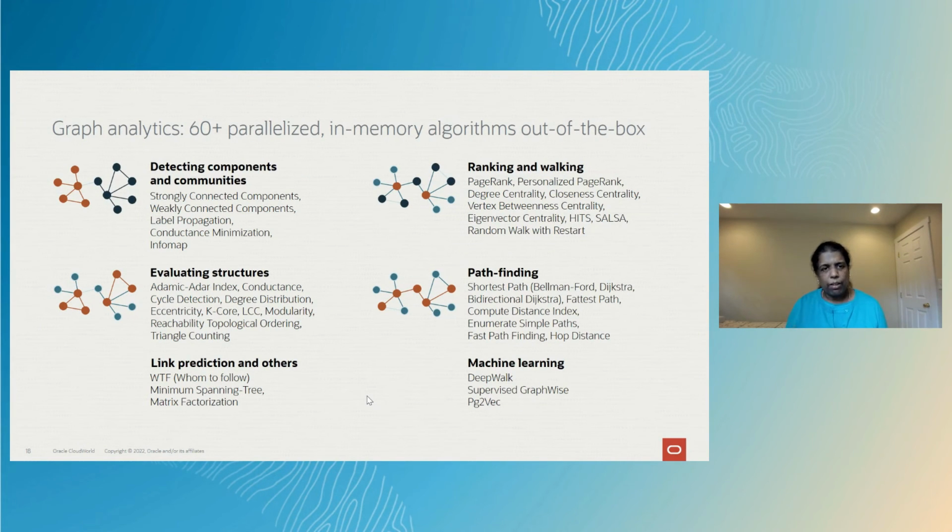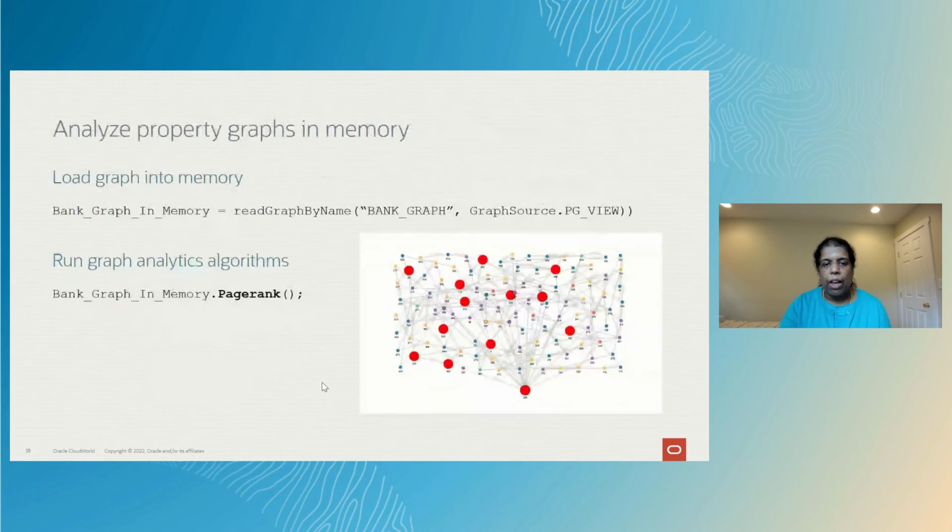And when it comes to graph algorithms, you can run over 60 algorithms out of the box, like clustering, ranking and walking, that's finding important vertices, like PageRank and all the variations around that. Finding paths, there are many different ways of finding paths, shortest path and so on. There are some machine learning graph algorithms and other algorithms to detect structures in a graph. So you have many different algorithms to analyze the entire graph and how the data entities are related to each other. And all of these are invoked by simple API calls after loading the graph into the graph server.